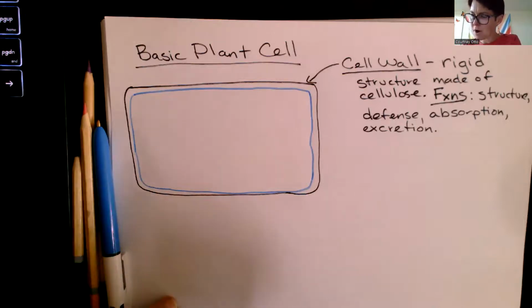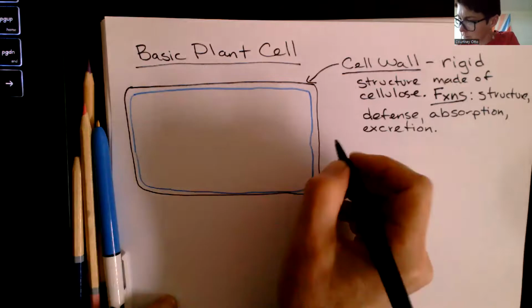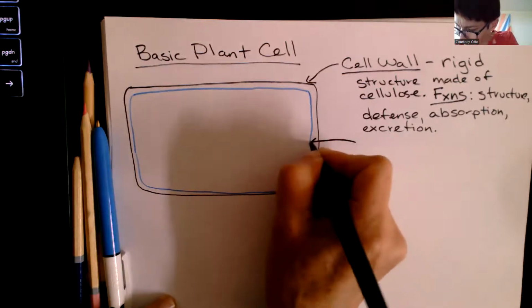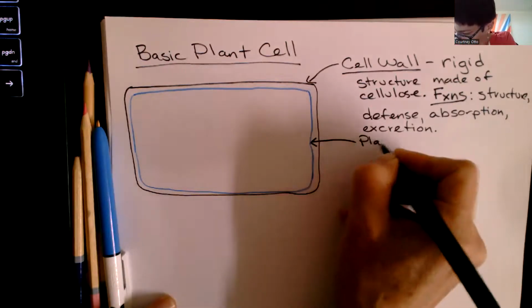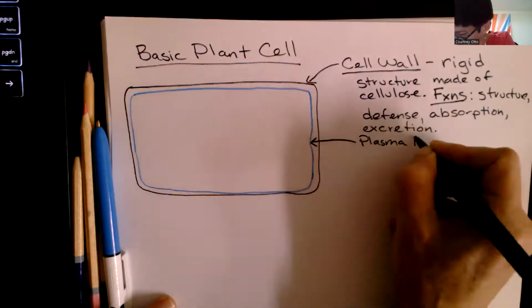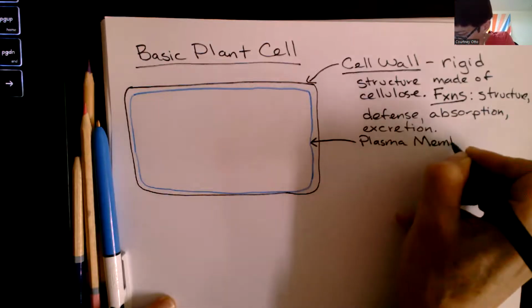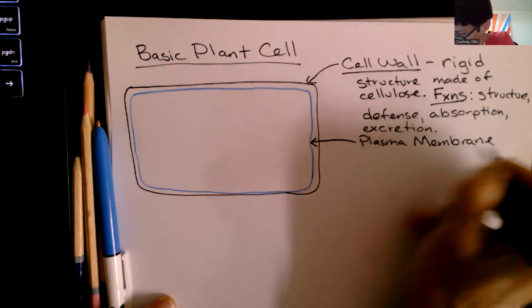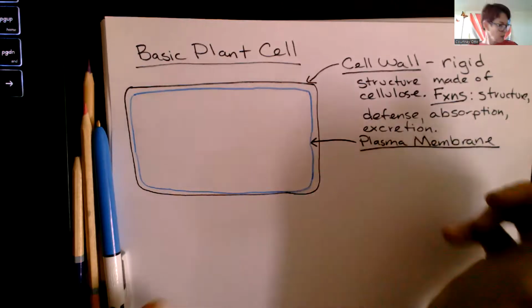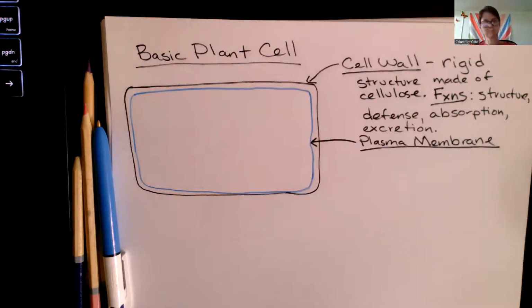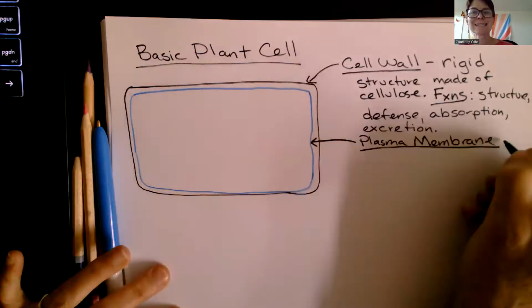So just inside our cell wall is our plasma membrane. And that plasma membrane is going to contain the cytoplasm.